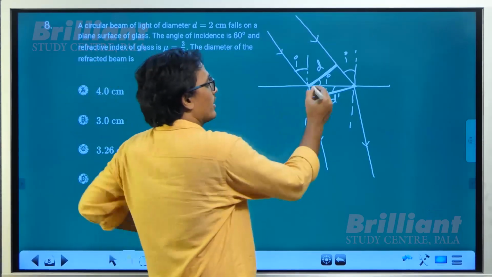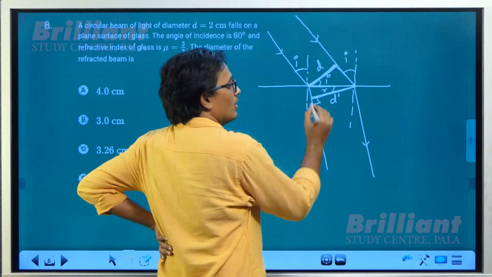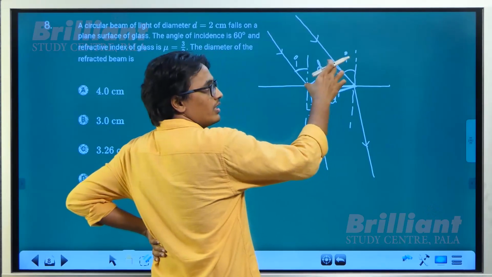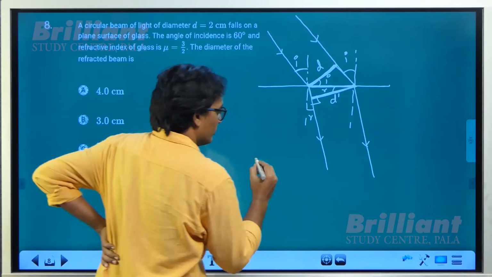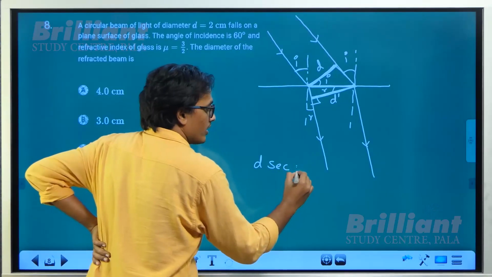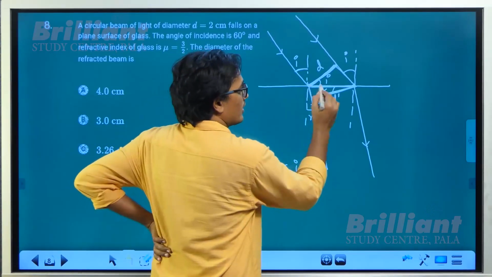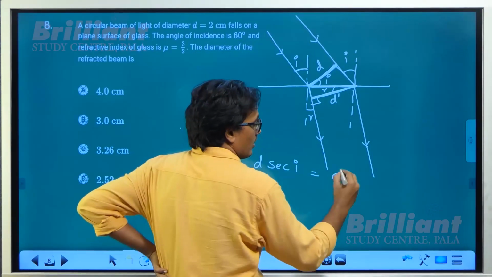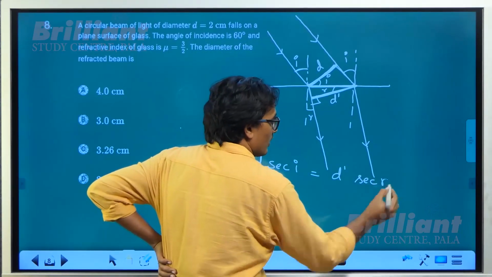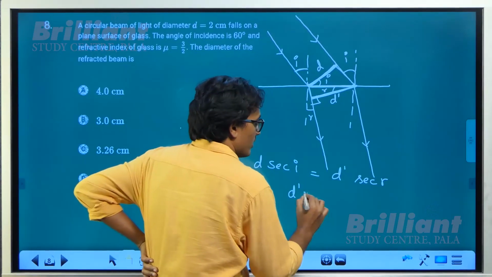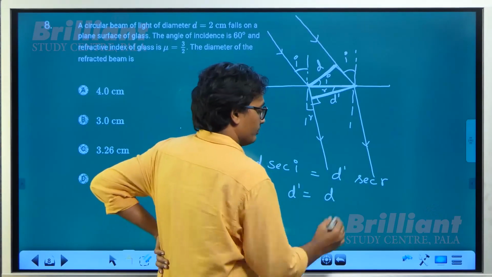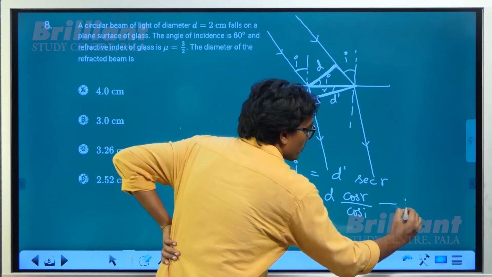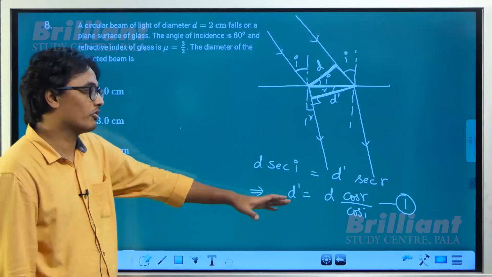So if you look at this triangle and this triangle, this side can be written as D secant I. This side can also be written as new diameter secant R. So if you want new diameter, it's D cos R by cos I. So this is the formula. If you want, you can remember it.